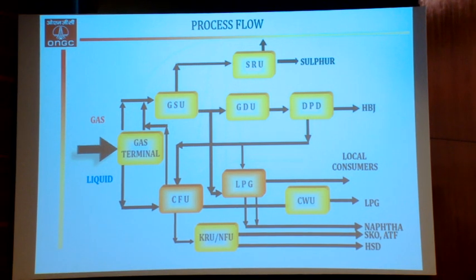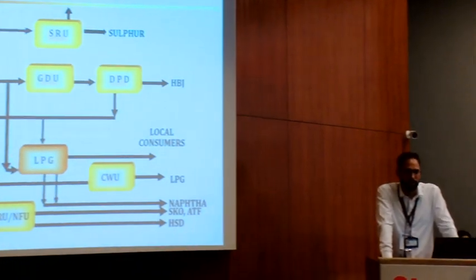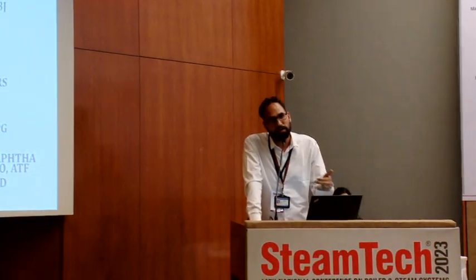Now after removal of H2S, we dehydrate the gas. We remove the water in the GDU plant. Later on, this is fed to DPD, that is dew point depression. After cooling the gas to close to minus 40 degrees, we feed it to the HBJ line. So as I said, we have gas as well as associated condensate. We feed the associated condensate in CFU.